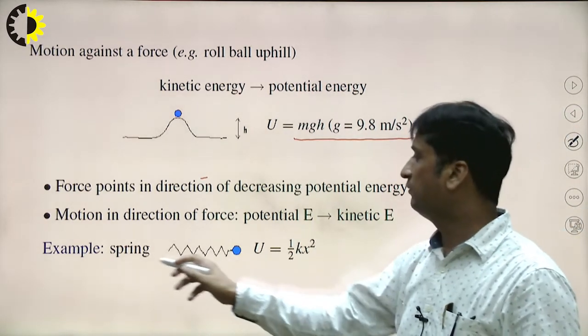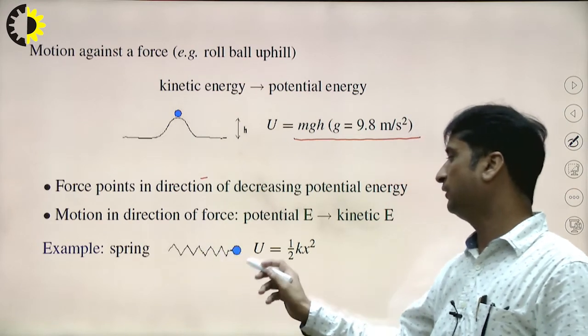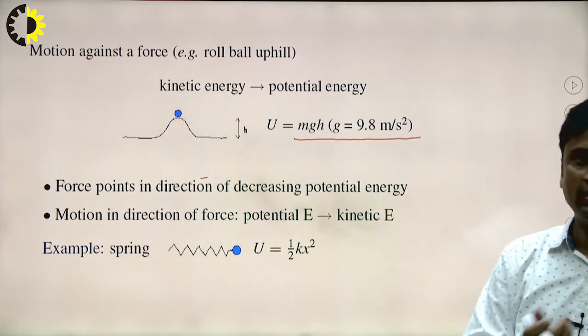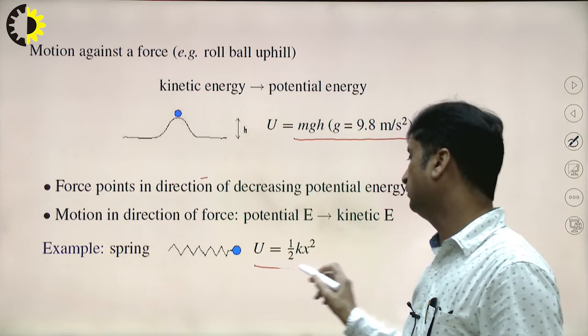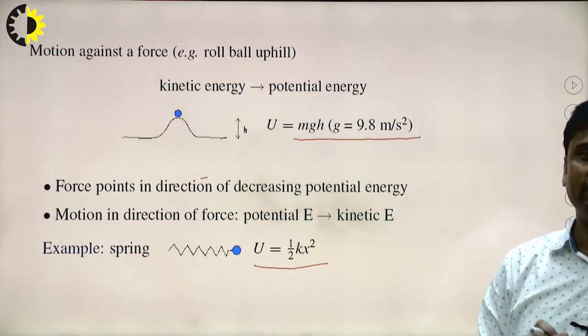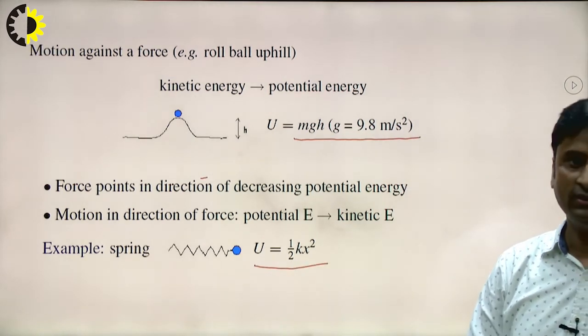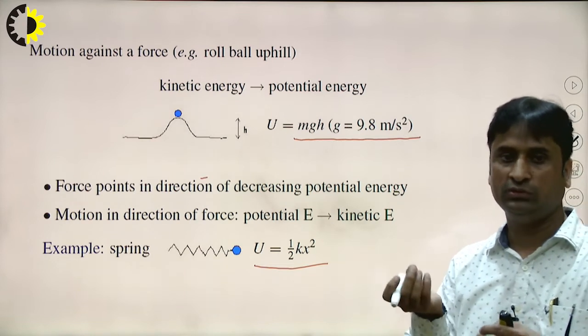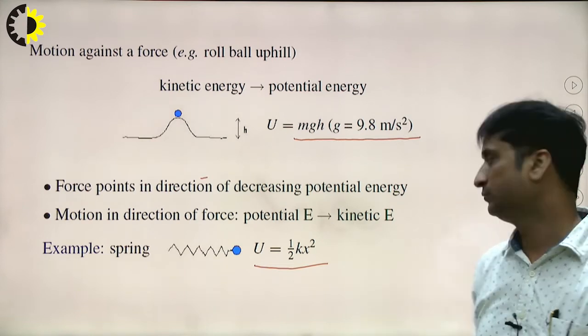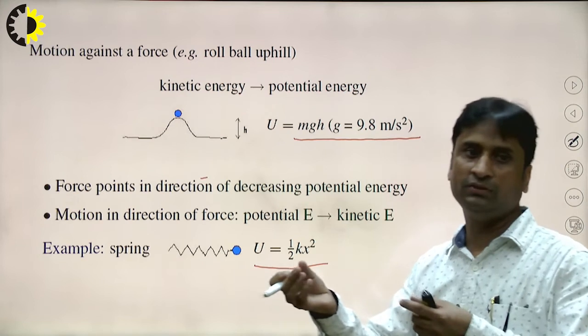Another example is the spring. When there is a spring, it stores energy, and that is given by U is equal to half k x square, where k is the spring constant and x is the position, that is how much displacement is given to the spring.